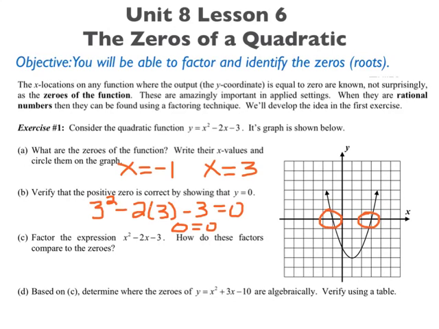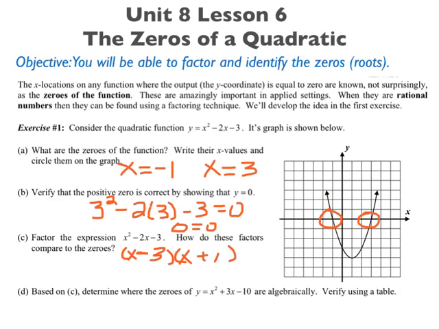C. Factor the expression x squared minus 2x minus 3. How do these factors compare to the zeros? So what I would like you to do is make 2 parentheses. I'm going to say x and x. Remember my factoring unit. Bring down the minus. It's going to be plus. So what times what gives me 3 and subtracts to 2? 3 and 1.